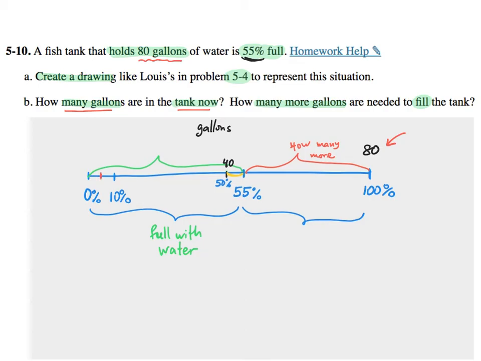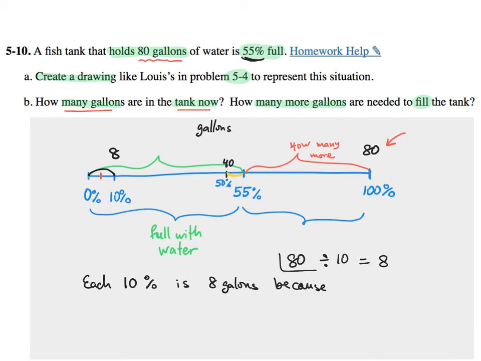So how many parts do we have in 10% if we have 100%? So there's exactly 10 parts. That means with the 80 divided by 10, that gives me 8. So each 10% is 8 gallons. Do you want to write that information? Each 10% is 8 gallons. And you want to write that information because we divided into 10 parts.